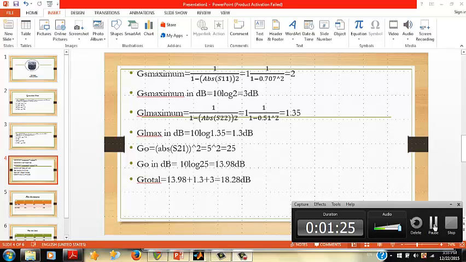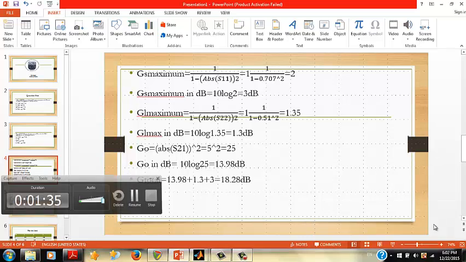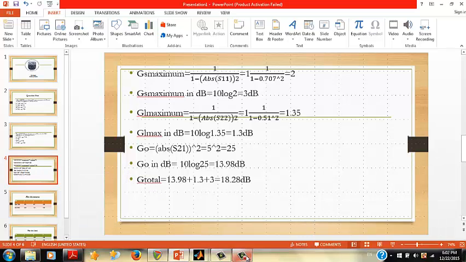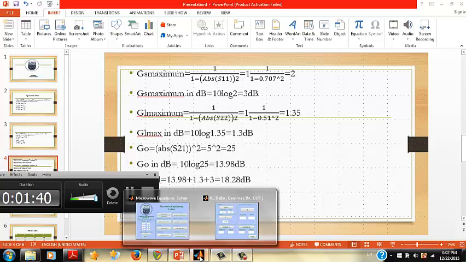For the source we will draw 2, 1, 0 and minus 1 dB constant gain circles, and for the load we will draw anything which is smaller than 1.3 dB. 1, 0, minus 1 dB will be drawn. We will draw the 2 dB constant gain circle for the source.